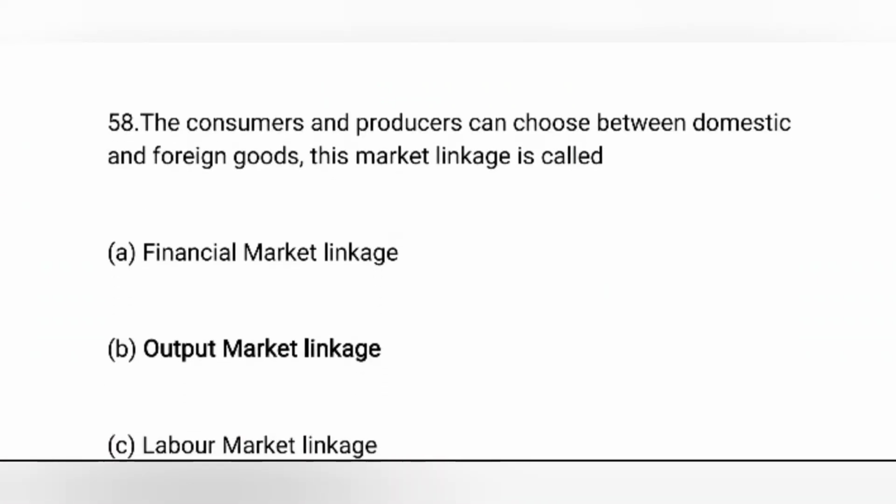The consumer and producer can choose between domestic and foreign goods. This market linkage is called output market linkage. It means to whom you are going to produce and how you are going to choose the product, from where are you going to choose the product, who is going to provide the product. So these are considered related to output.